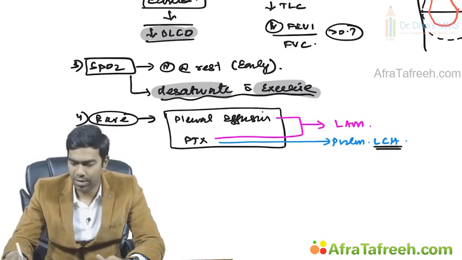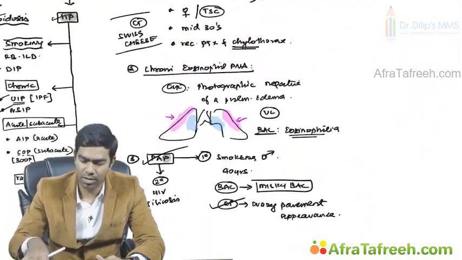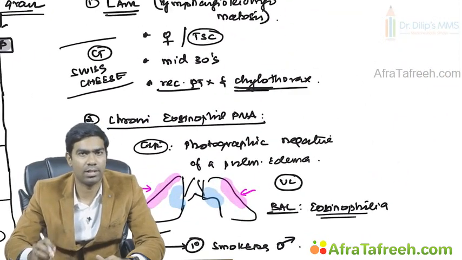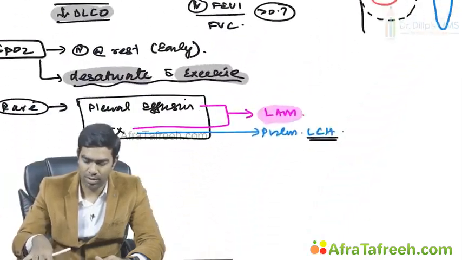In LAM, lymphangioleiomyomatosis, I told you the presentation itself is a well-defined feature, no? Here you can see the presentation itself is recurrent pneumothorax and chylothorax. That is chylous effusion. That's why I told you this is a very important exception in ILDs where recurrent pleural effusion or pneumothorax means it's LAM, and pulmonary Langerhans histiocytosis will present with recurrent pneumothorax also.